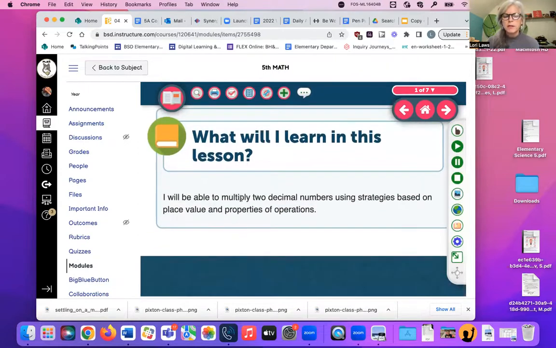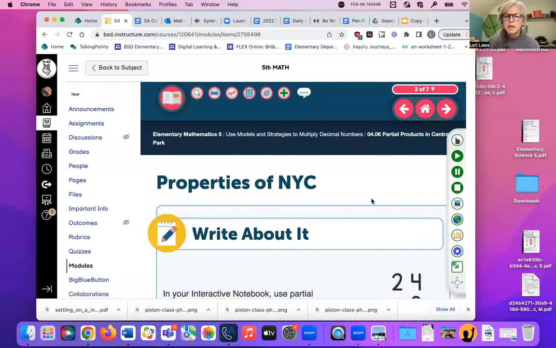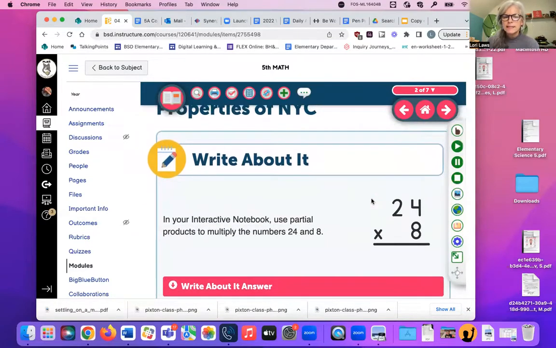What will you learn? You'll be able to multiply two decimal numbers using strategies based on place value and properties of operation. Properties of operation means, like, what do you do first? Multiply, divide, add, subtract. Properties of NYC.